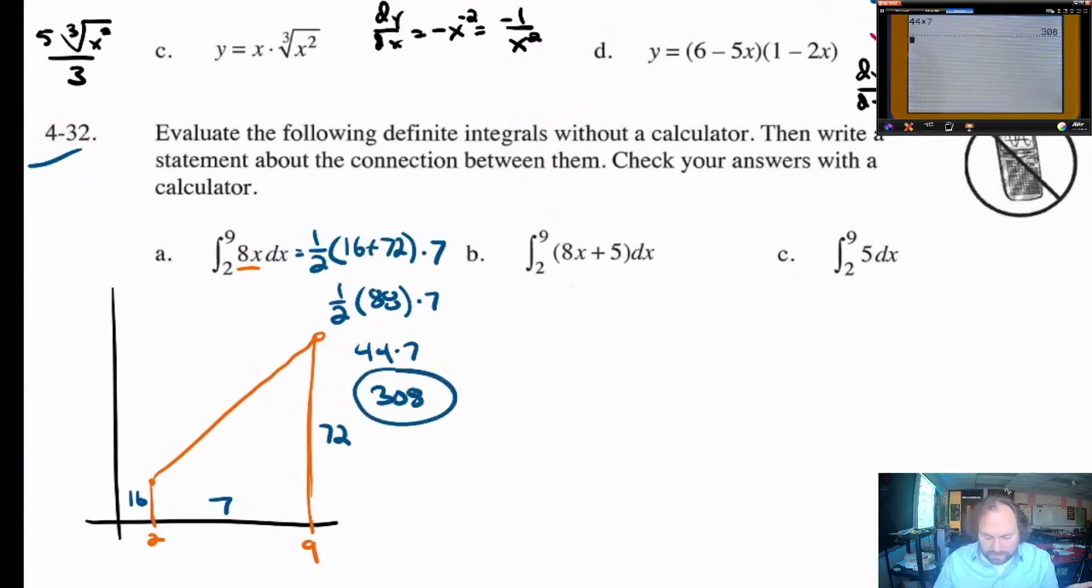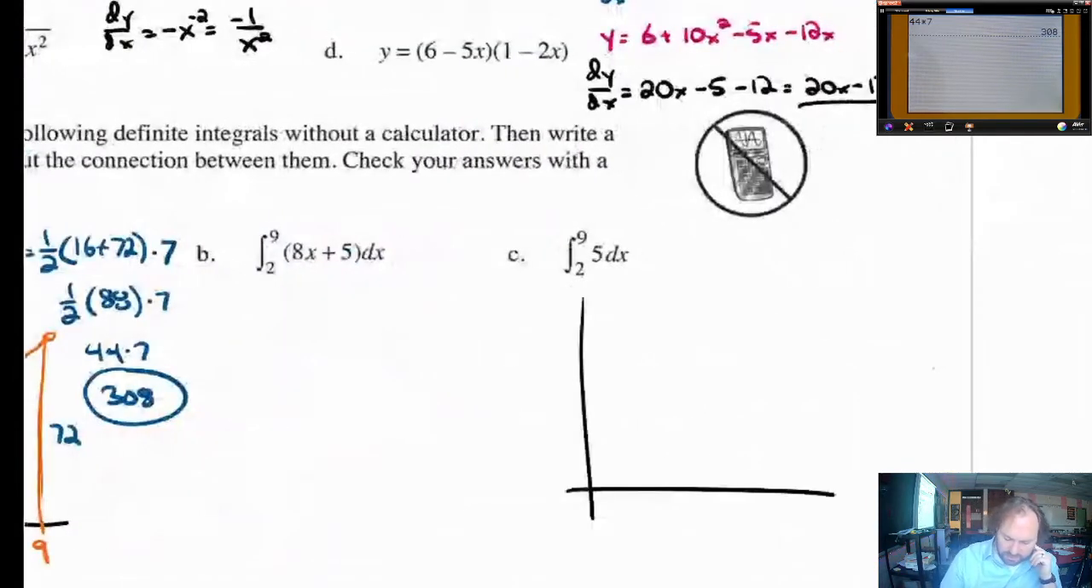Here's the thing. I'm going to break with tradition here and go over to question C next, because I think what they want us to see, I'll show you. Question C is going to be very much the same, only this time you're still going from 2 to 9, but this time your graph is just a really horizontal 5, like that. So this time your graph is just a rectangle, and that rectangle is 5 by 7, or 35.